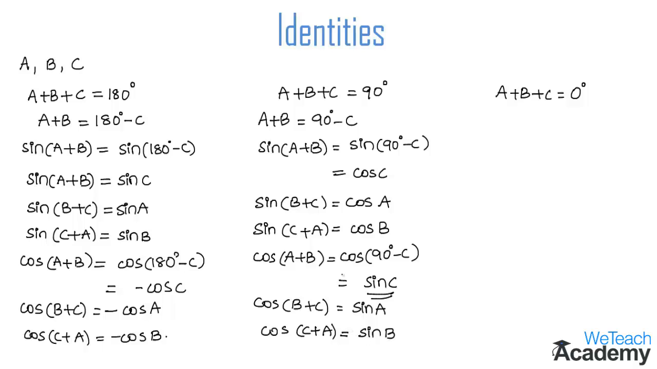And here we can also get the identity for submultiple angle by just dividing by 2. So here let us divide by 2. We get sine of (a plus b) by 2 is equal to cos of c by 2. So this is the identity for submultiple angle.